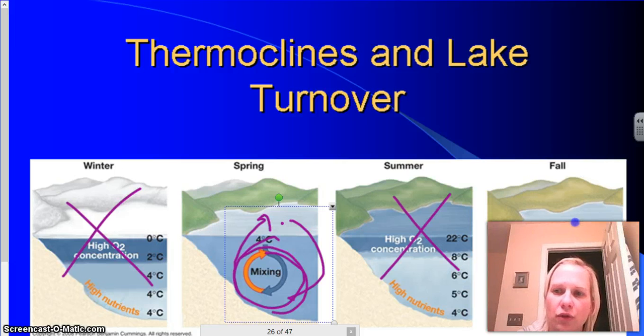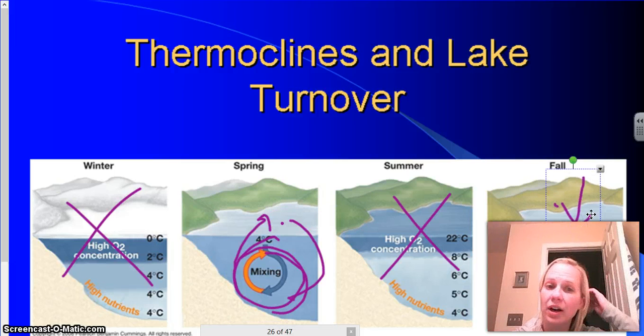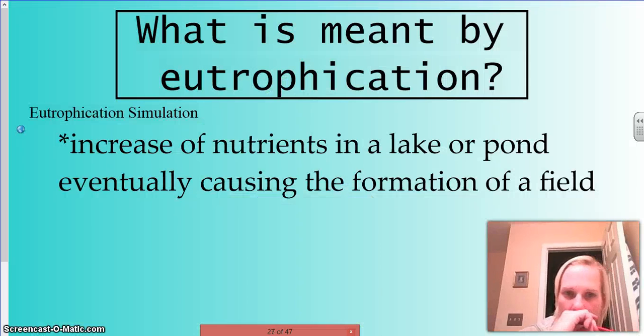We're going to see the turnover in the fall and the spring, because in the spring, it's getting out of the cold and starting to warm up, and in the fall, it's getting out of the warm and starting to cool down. So it's just this mixing of the water, warmer water rising, colder water sinking.